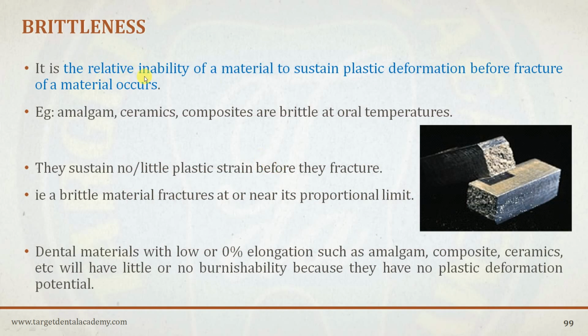Coming on to brittleness, it is the relative inability of a material to sustain plastic deformation before fracture of the material occurs. Example, amalgam, ceramics, composite are brittle at oral temperature. They sustain no or little plastic strain before they fracture, that is, a brittle material fractures at or near its proportional limit. Dental material with low or 0% elongation, such as amalgams, composites, ceramics, will have little or no burnishability because they have no plastic deformation potential.